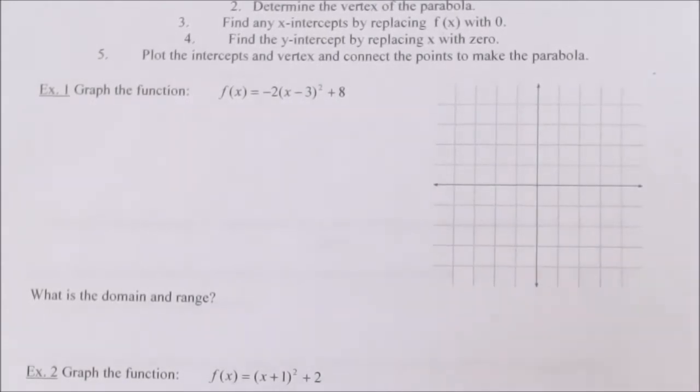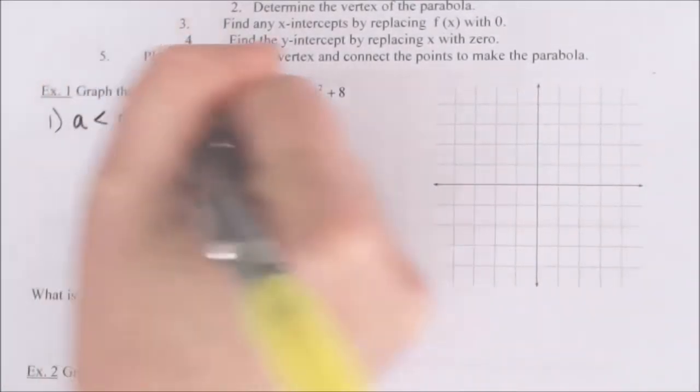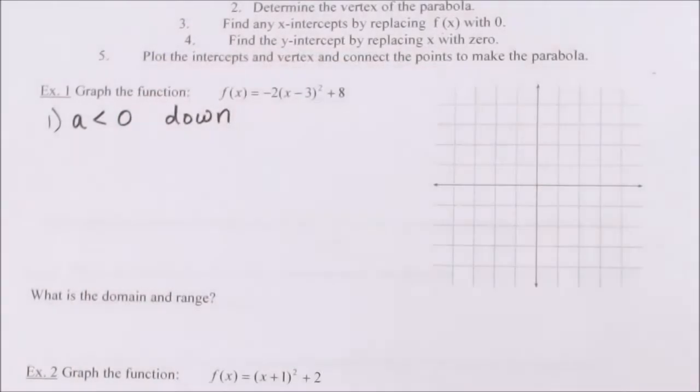First thing we want to do is determine which way the parabola opens. So since the leading coefficient is negative 2, that means a is negative, which means the graph is going to open down.